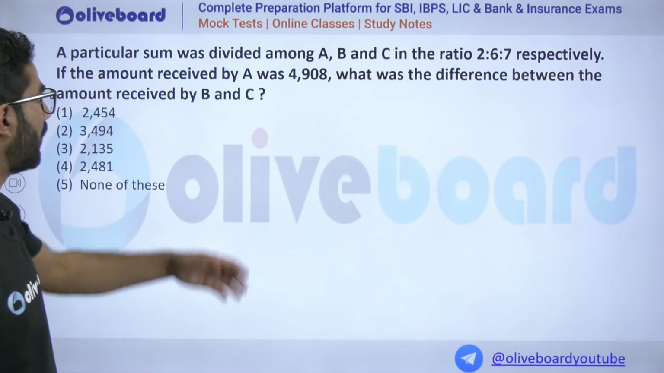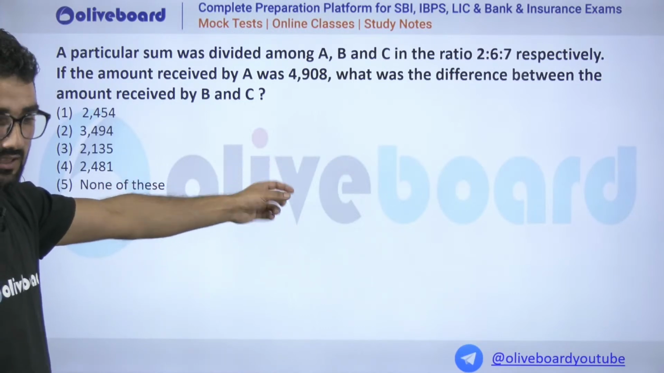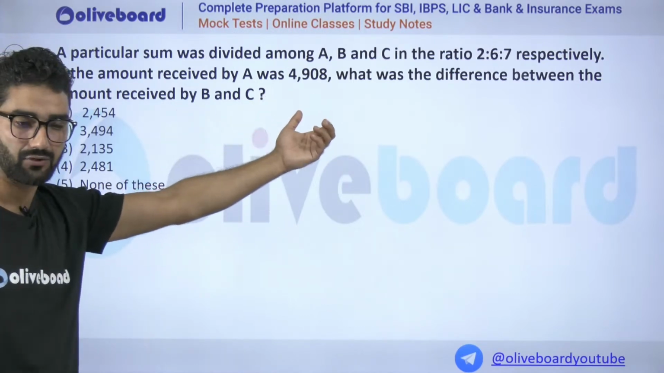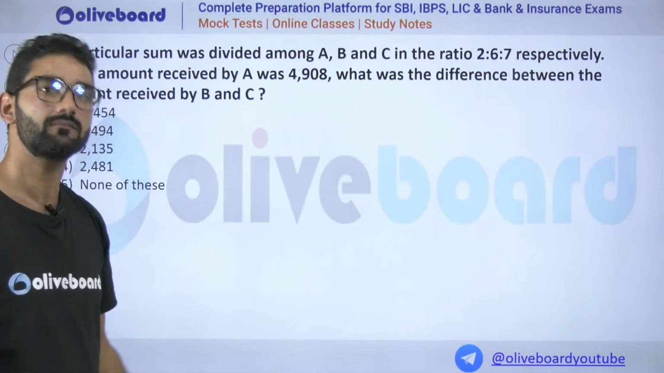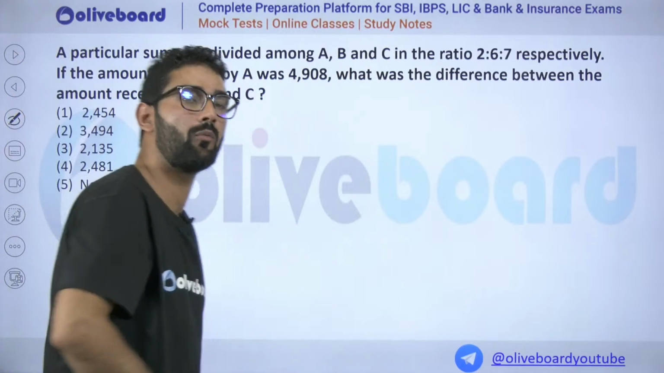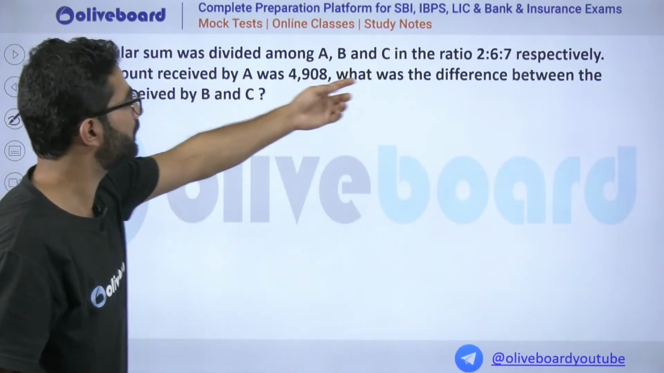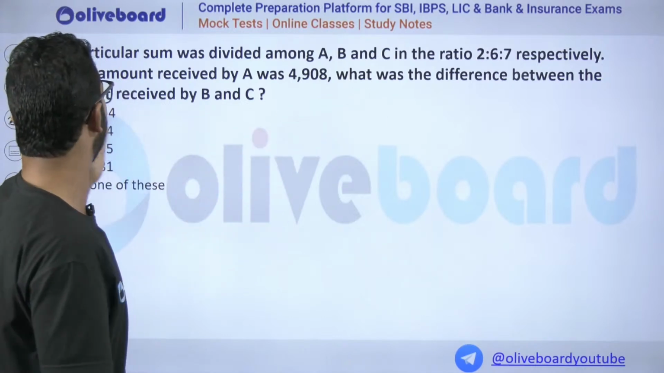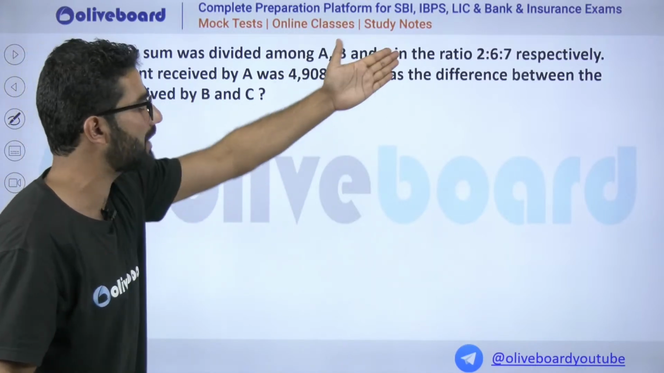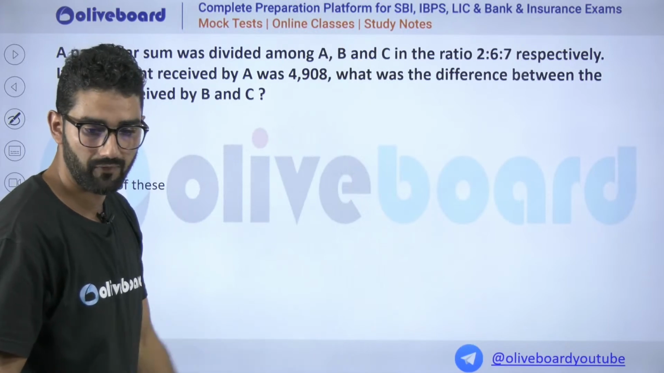Just don't go for calculation. There is something we have to calculate in ratios. If data is given, calculate in ratio. Don't go for calculation; here, calculation is not so important. If the value is given for a ratio and you have to calculate the difference between the amount received by B and C, the ratios are given and the amount is given. Go for that, my dear.